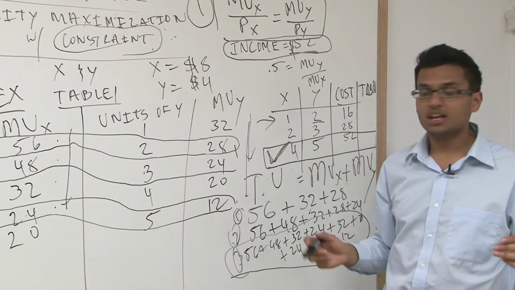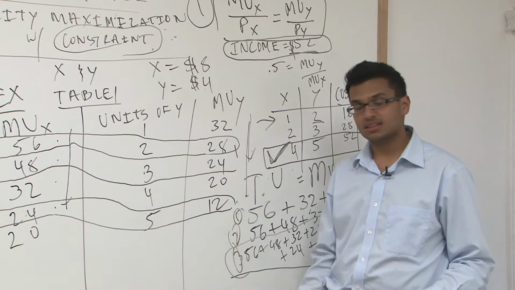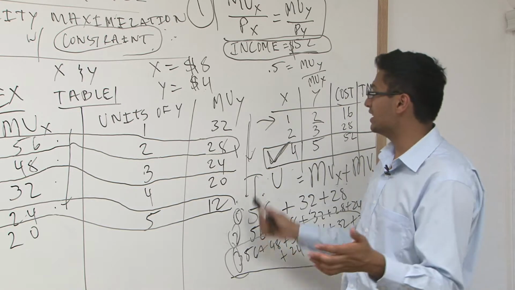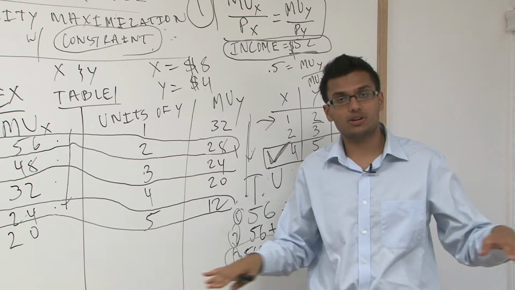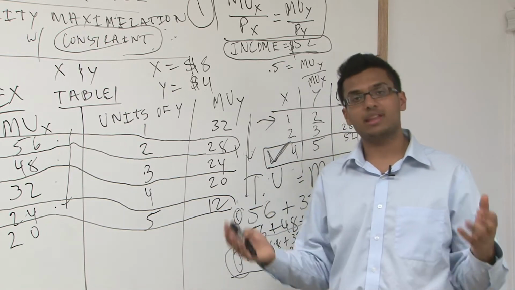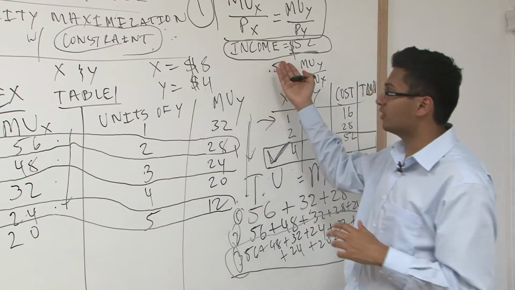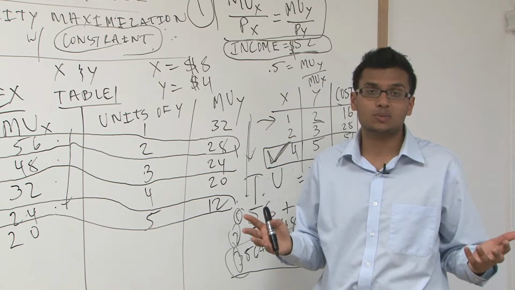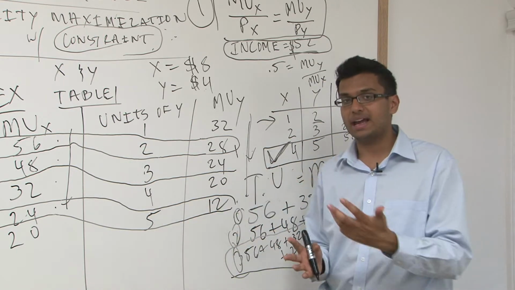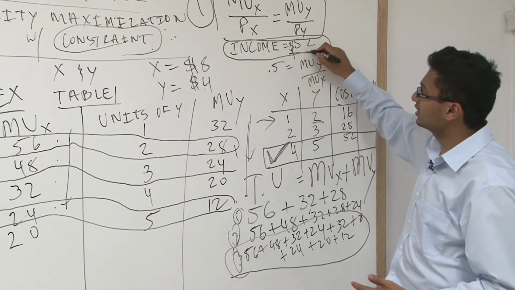So if I have 6 and 7 units, chances are that it's going to be greater than this income of $52. You cannot afford something that costs more than you make. So if I make $52 and the 6th and 7th unit cost $74, it's not possible. We can't take a loan. So make sure you stick to this income.